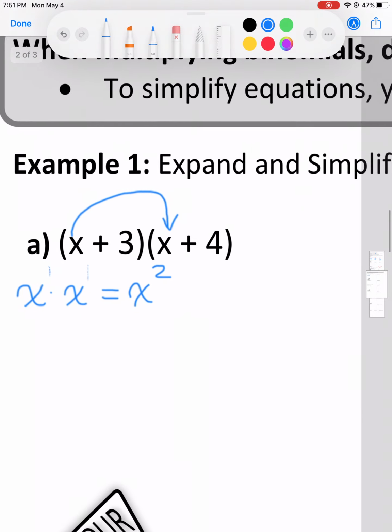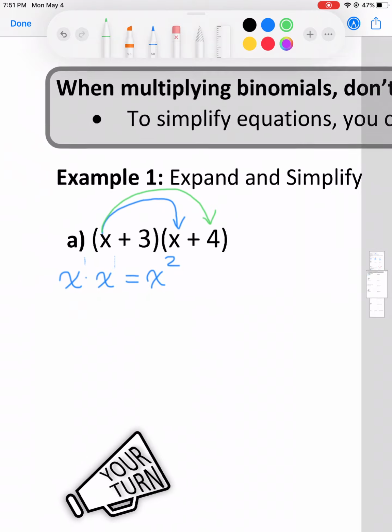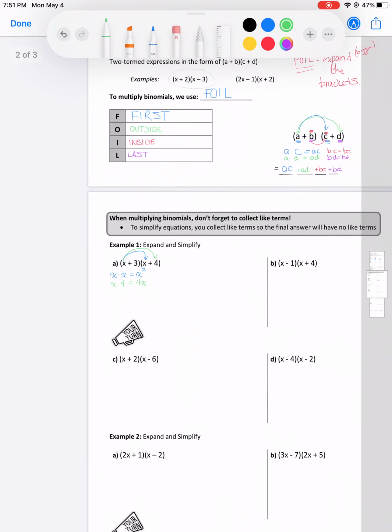Outside. What are my two outside terms when it comes to the brackets? Well, it's x and 4. So we're going to have x times 4 is equal to 4x. If you did x4, like, put the number first, okay? Number takes priority, takes dominance.